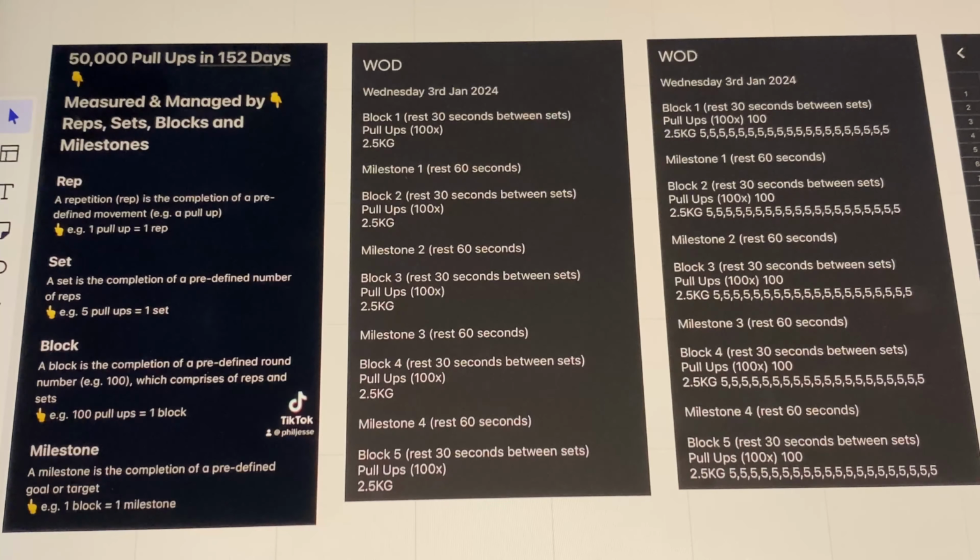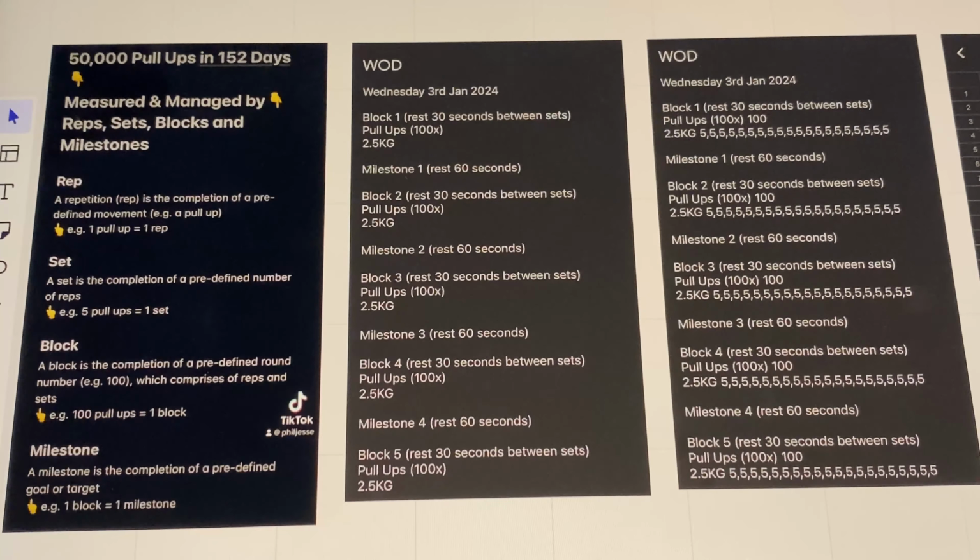Am I adding any additional weight, or is it body weight? In this case, I'm going to be adding 2.5 kilograms, which is going to be attached to a chain. So I'm probably adding more weight because of the chain, but I'm adding a 2.5 kilogram weight. That's what it looks like.